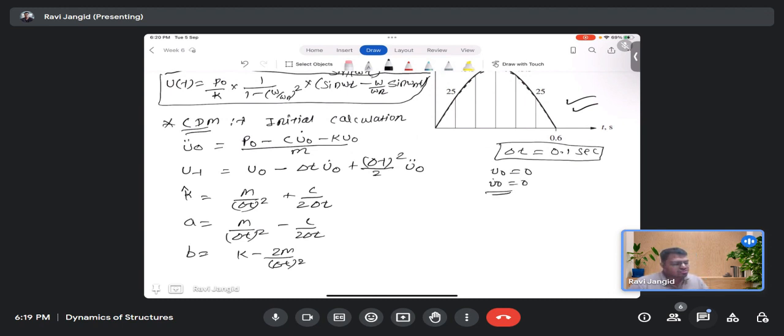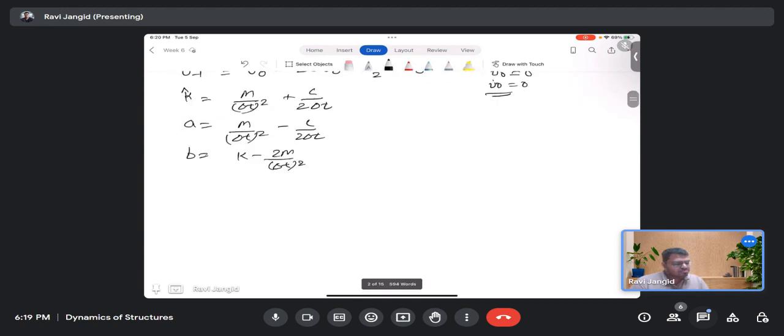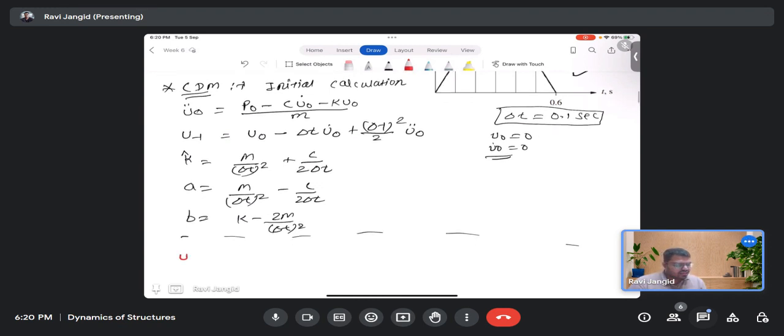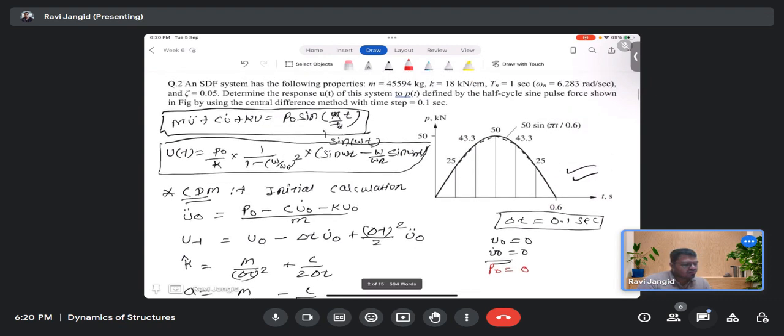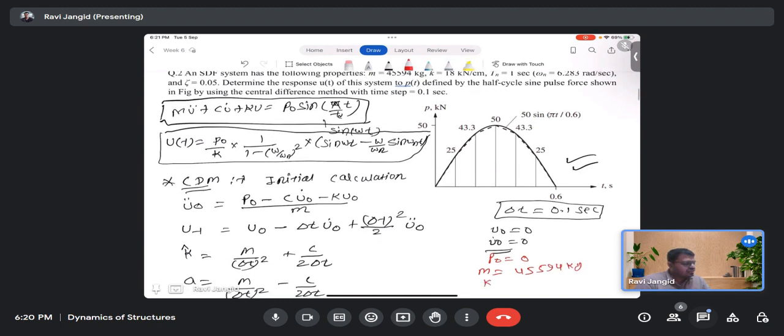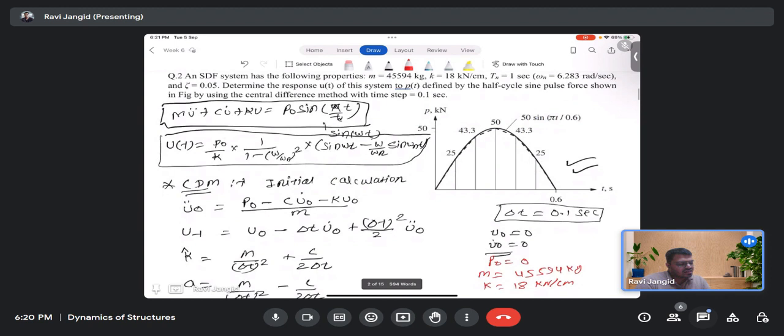So can you give me the values? What is my u naught? P naught is also 0 at the initial step. And in the question you can see what the mass is. Let me write. Mass is 45594 kg. K is 18 kilonewton per centimeter. Damping is 0.5%.